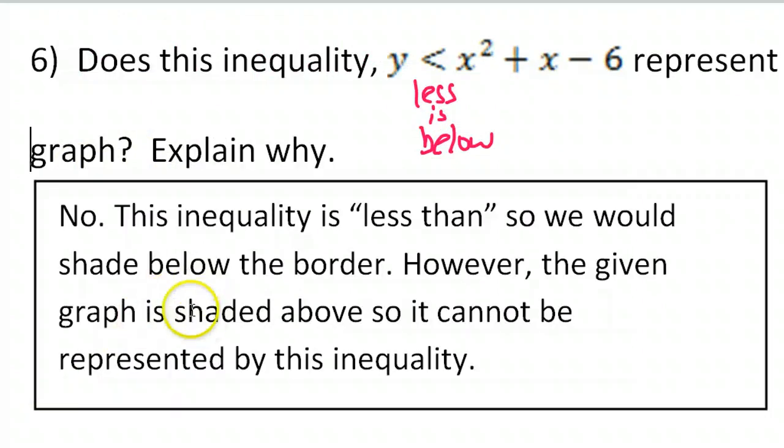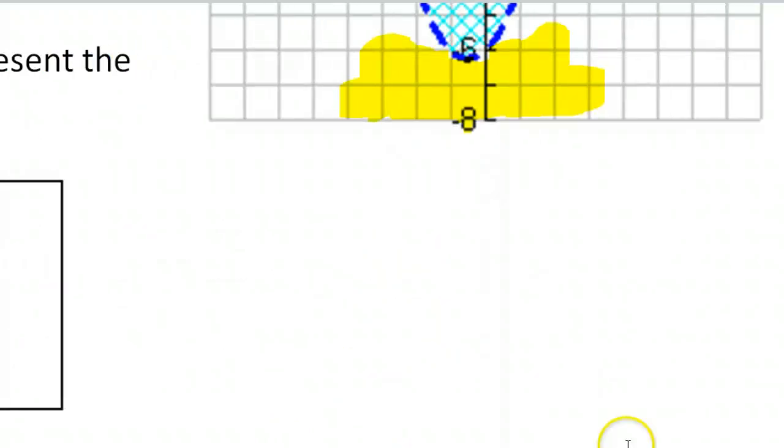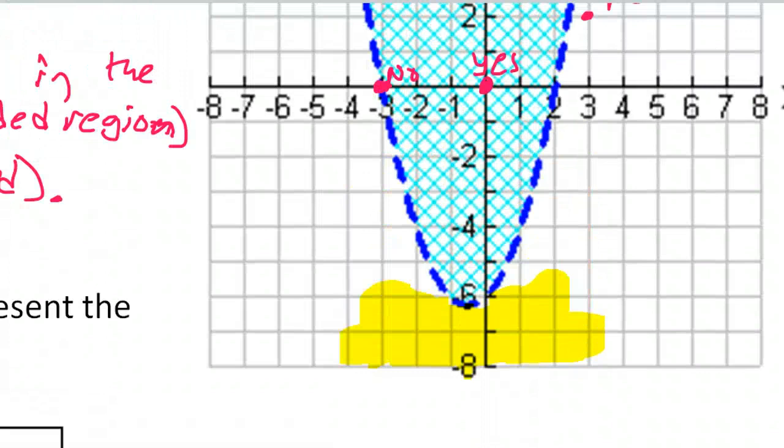So here's a good answer. No, this inequality is less than, so we would shade below the border. However, the given graph is shaded above, so it cannot be represented by this inequality. Like as we just discussed.